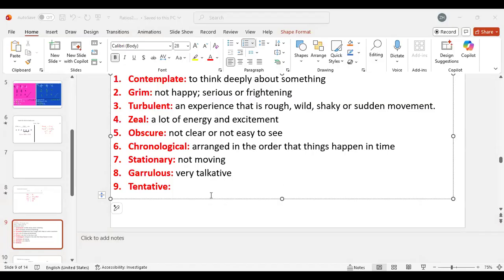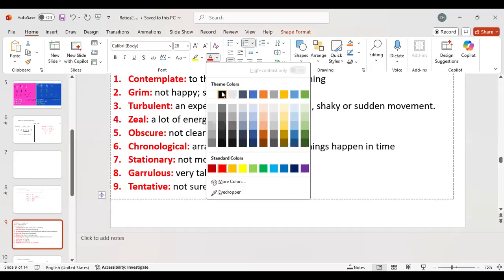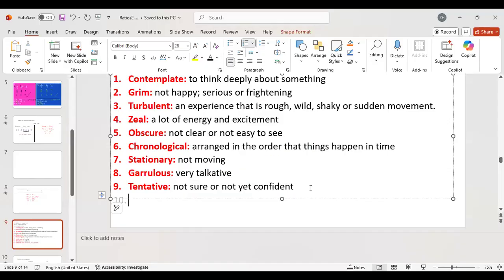All right, so tentative means not sure, but that's a good example to use, by the way. Not sure or not yet confident. That's what I mean by tentative. So it's pending. It's still trying to figure out what it is. It's not permanent. It could change, right? Okay.